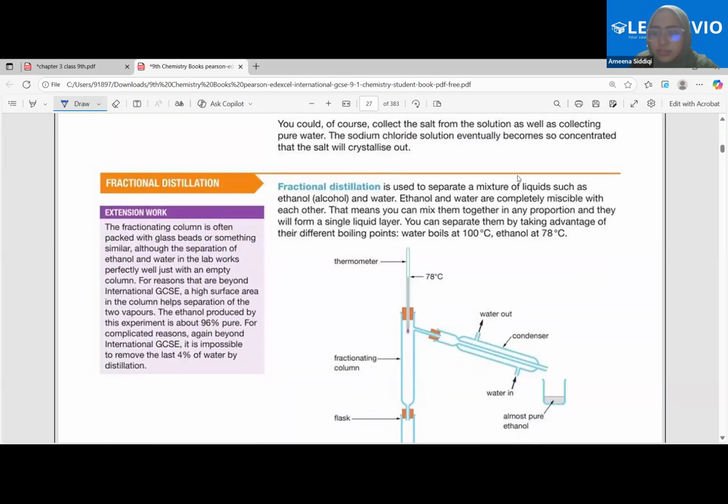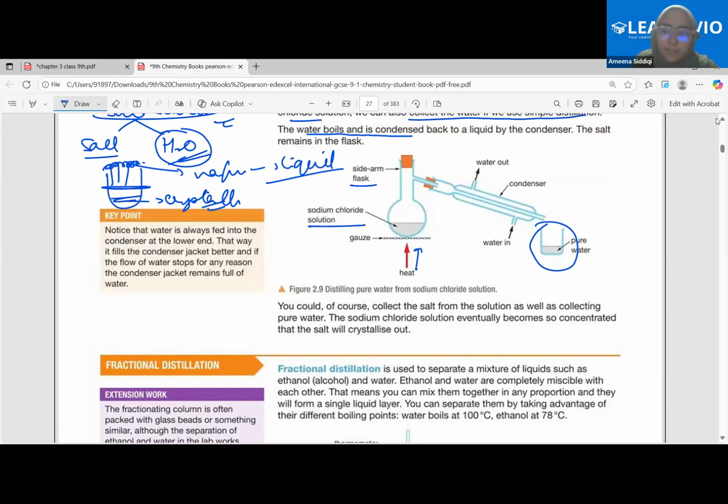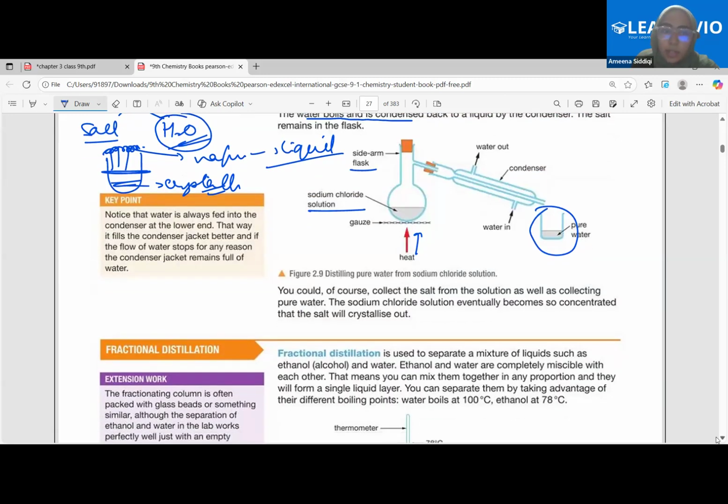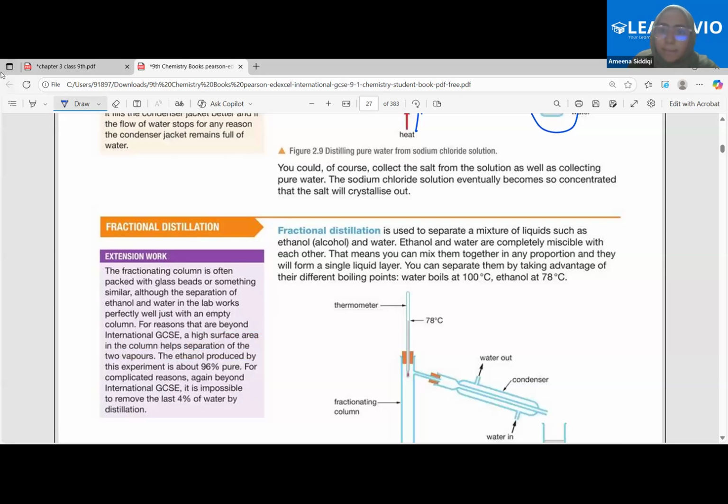Now, fractional distillation. What is fractional distillation? It's like a method used to separate two liquids. What type of liquids are there? Liquids with a different boiling point. But what type of liquids are there? Like an alcohol and water.